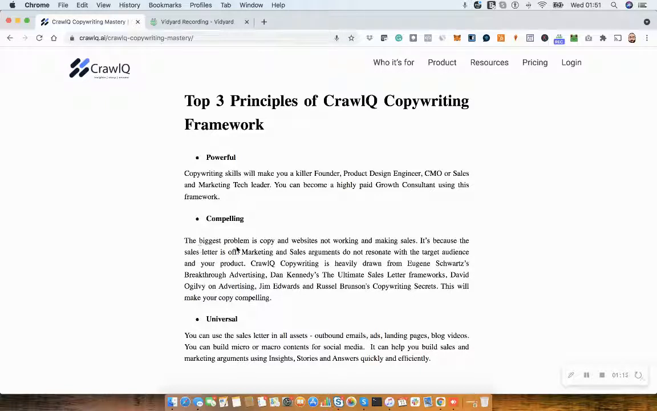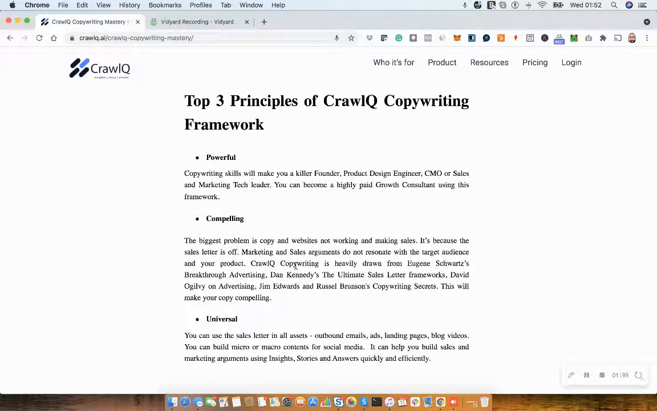The biggest problem is that copy and websites are not working and not making sales. It is because your sales letter is off, your landing page is off, your message is not resonating. Marketing and sales arguments do not resonate with your target audience and your product. They are not making a connection with your target audience and the product.